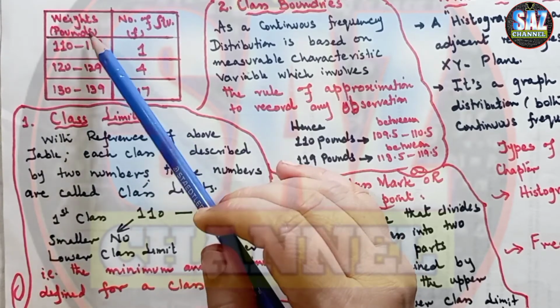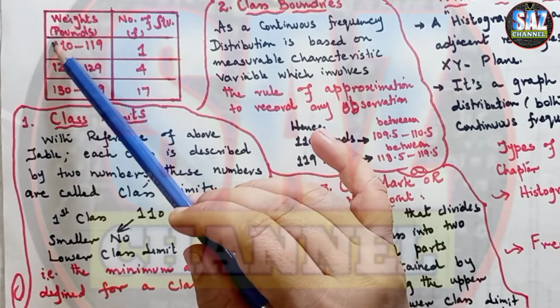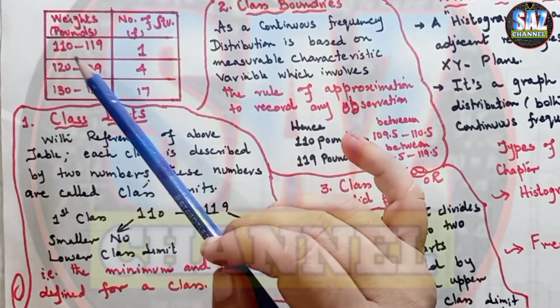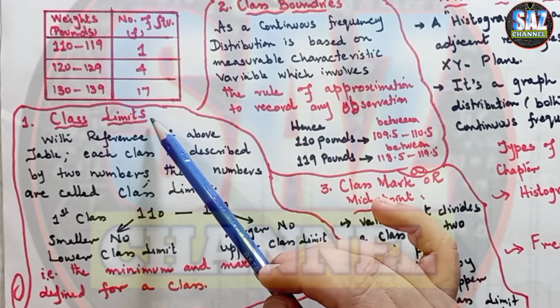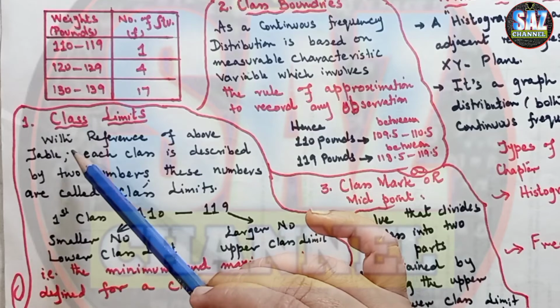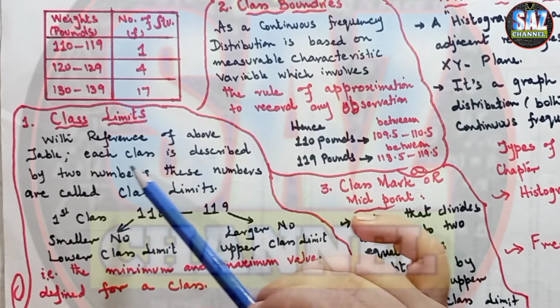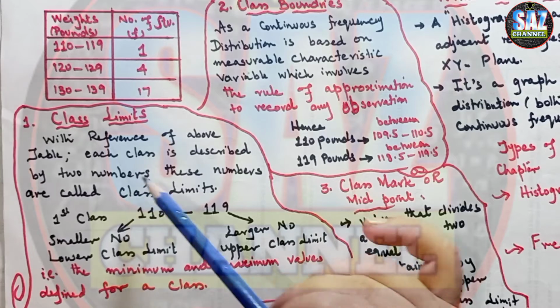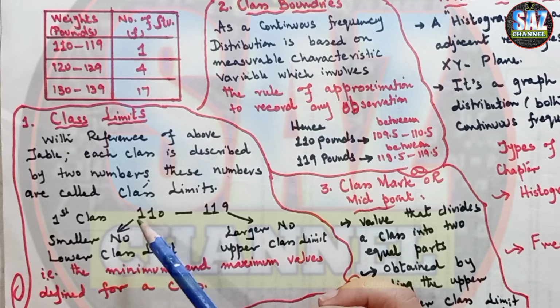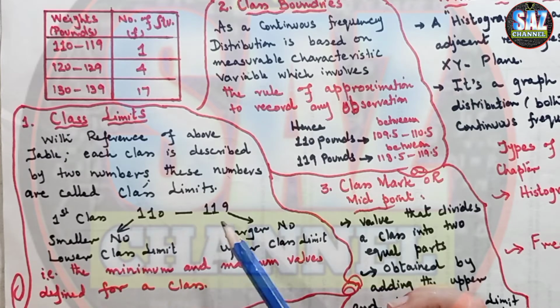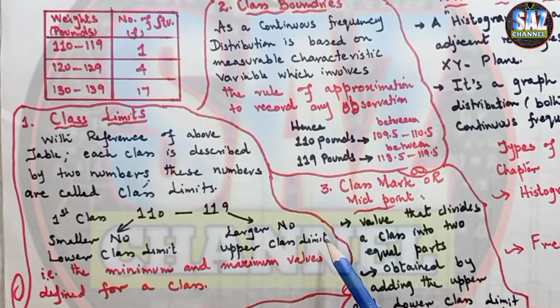So here it's important to understand what these numbers, 110 to 119, 120 to 129, are called. The first thing we have to understand is the class limits. With reference to the above table, each class is described by two numbers. These two numbers are called the class limits. The smaller number is called the lower class limit, and the larger number is called the upper class limit. That is, the class limits are the minimum and maximum values defined for that class.